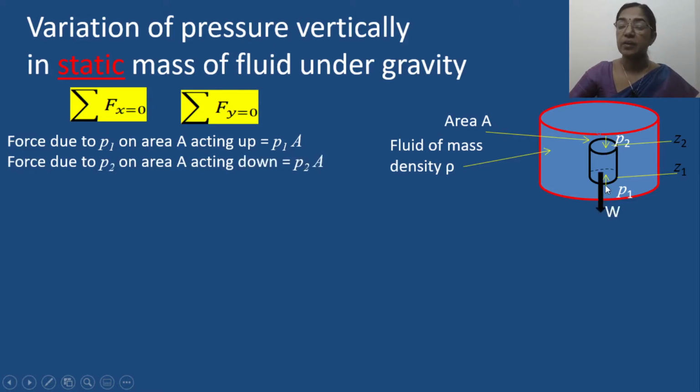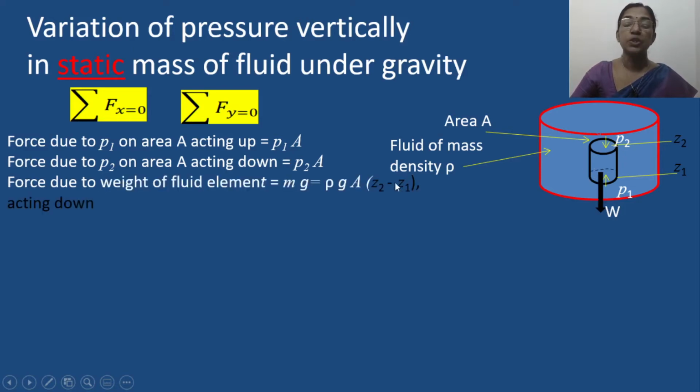Now the weight of the fluid element W is acting down. So weight equals specific weight into volume of this fluid element. The force due to weight of the fluid element equals mg, equal to ρg, that is specific weight, into volume of the fluid element. The volume of the fluid element equals A into (Z2 minus Z1). If we consider the equilibrium of the fluid element, that is ΣFi equals 0, the forces are P1 into A acting upward, whereas P2 into A acts downward, along with the weight of the fluid element acting downward.